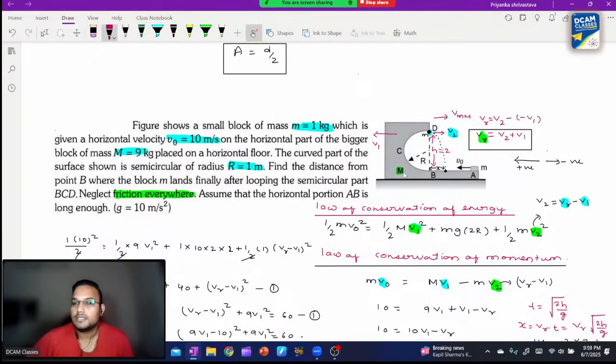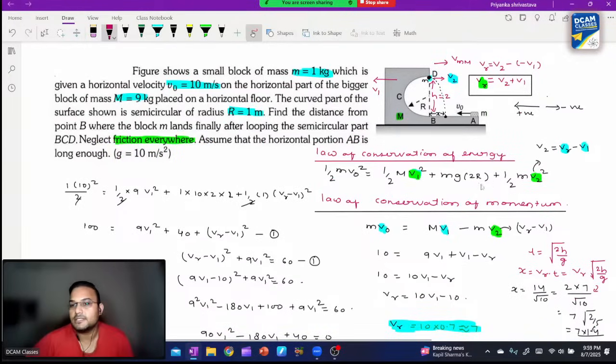See, if we assume this block M is not moving, then this part will become very easy. Not a problem at all. Just applying the law of conservation of energy, finding out the velocity at D, and after that it will fall down. Fine. Just using this law of conservation of energy and then using projectile motion, we'll find out everything. But don't expect these kinds of questions to be that easy.